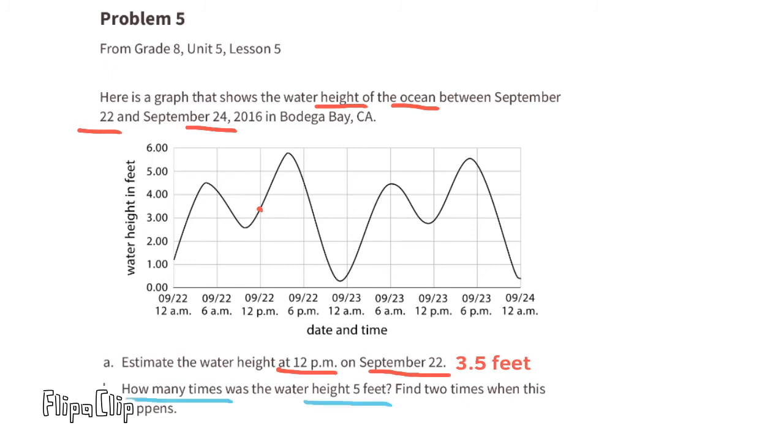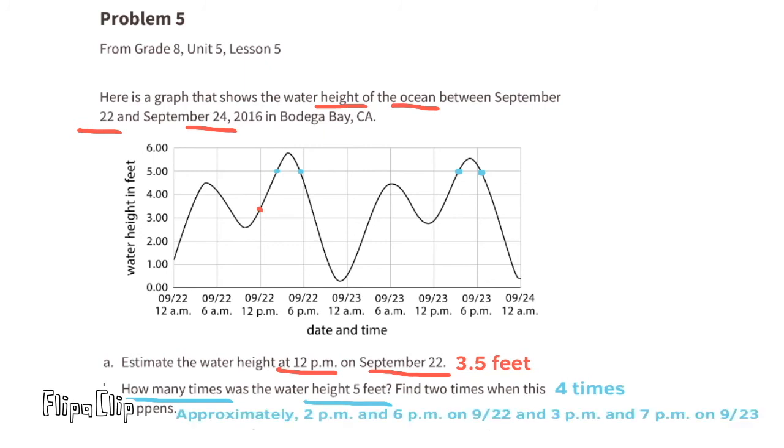B. How many times was the water height 5 feet? Find 2 times when this happens. First, find 5 feet along the vertical axis or the y-axis, and you can see where the line of the graph actually passes through 5 feet 4 different times. I plotted those 4 points in blue.